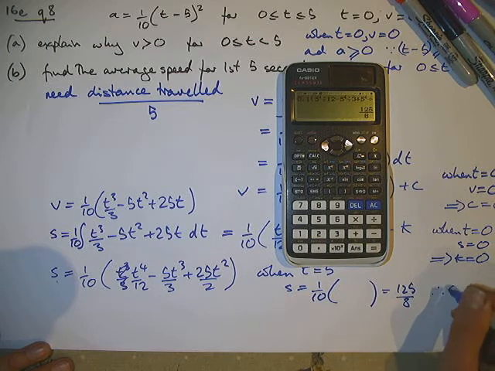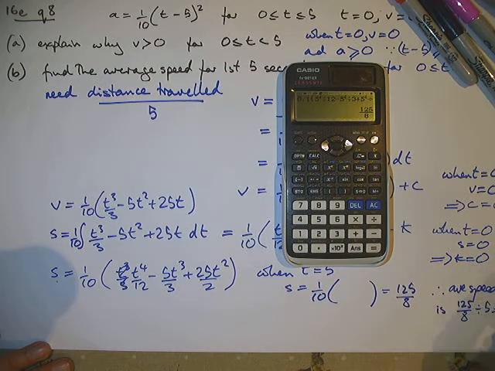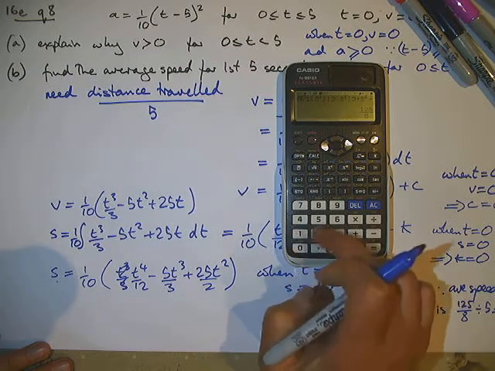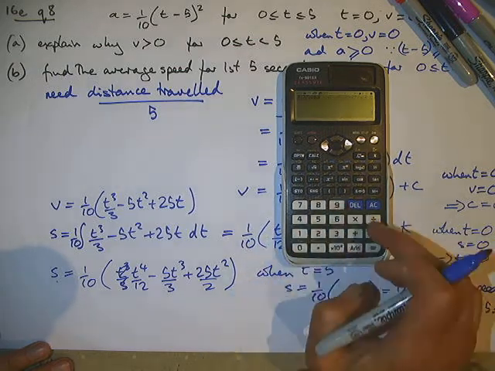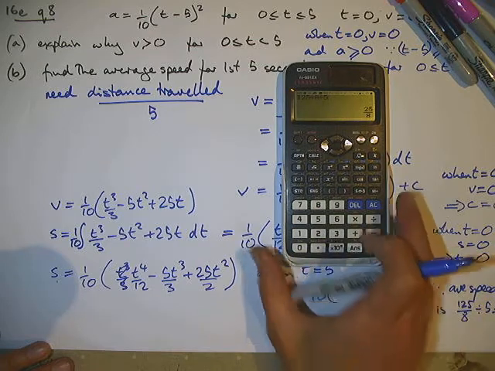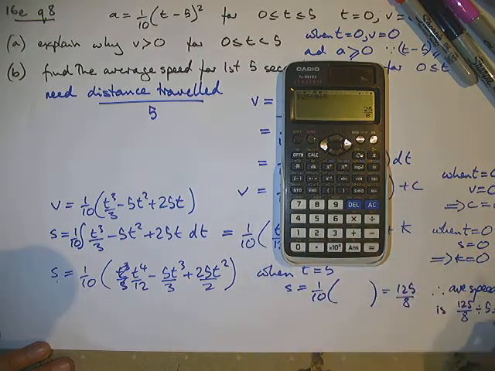Therefore, average speed is 125 over 8 divided by 5. 125 divided by 8 divided by 5 equals 25 over 8, 3.125.